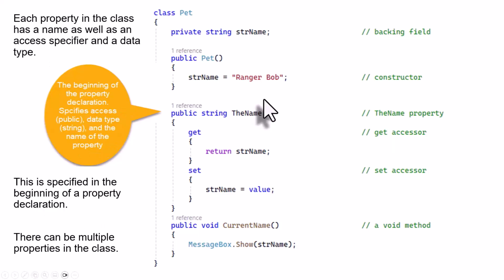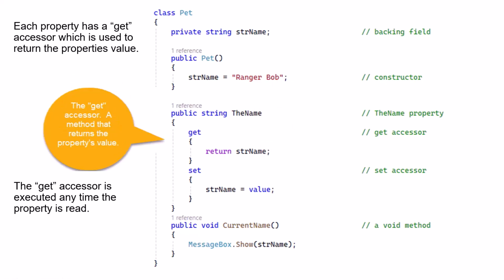The beginning of the property declaration specifies access public, data type string, and the name of the property. Each property in the class has a name as well as an access specifier and a data type. This is specified in the beginning of the property declaration. There can be multiple properties in a class. We just have one here, but you can certainly make more than one.